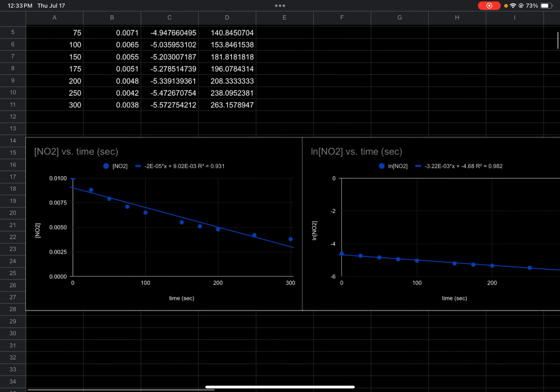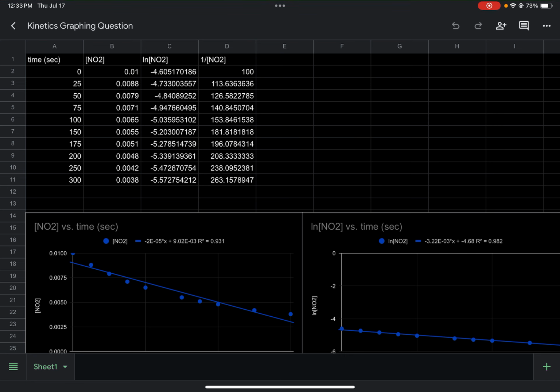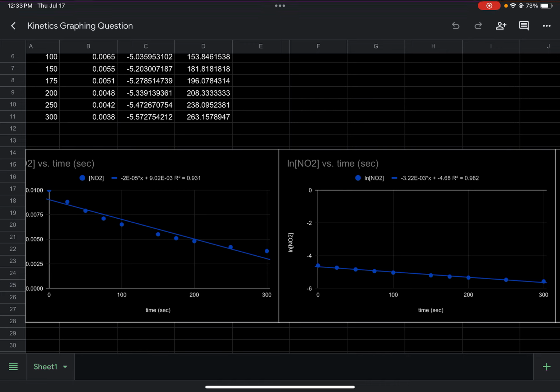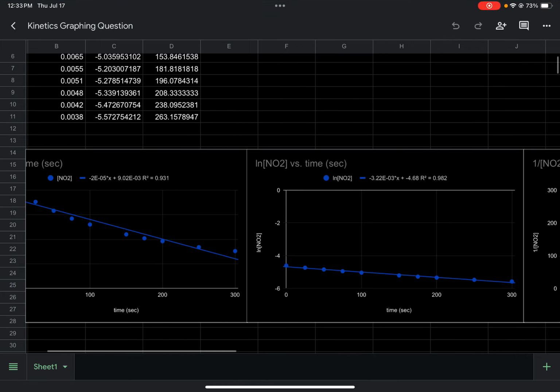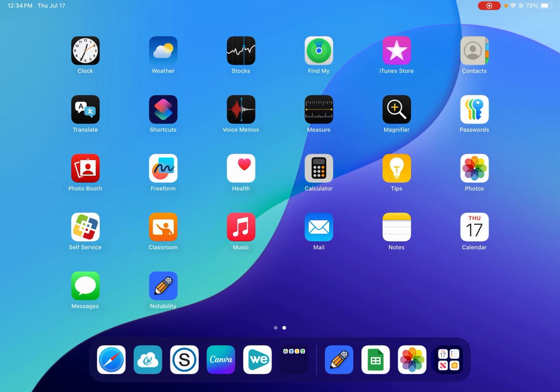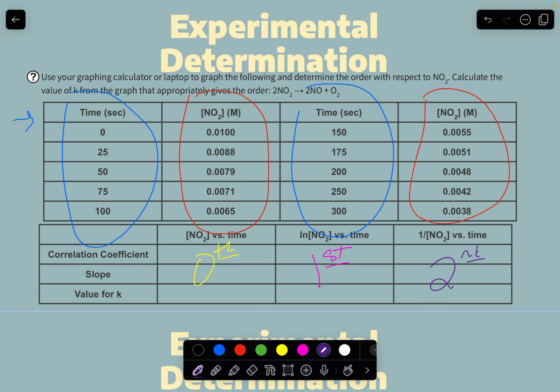So for each of these, I put either the concentration, ln, or 1 over the concentration on my y-axis, my time on the x-axis. So for the first one, you can see my r² value is 0.931. That's for 0th order. For first order, the second graph is 0.982. And then for second order, my third graph, it's r² equals 1. So r² equals 1 means it has the best correlation. So from these graphs, we know that our data is ultimately going to be a second order reaction.